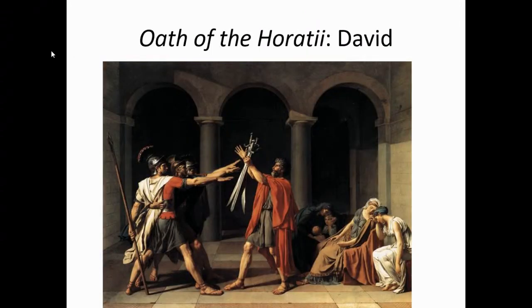You have the Oath of the Horatii. This, of course, shows a scene from Roman history under the King Tullus Hostilius, in which the three triplets that are Roman, the Horatii, are going to be fighting against a group of triplets from Alba Longa. And they're all giving an oath, obviously, to fight unto the death to their father that you see here.